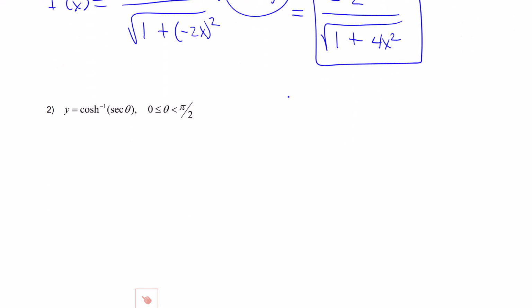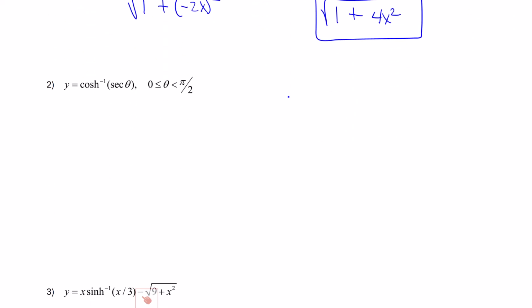Let's move on to another one. Our number 2 example is going to be this. y equals cosine hyperbolic inverse of secant of theta. And we have a restriction where theta is greater than or equal to 0, but less than pi over 2.